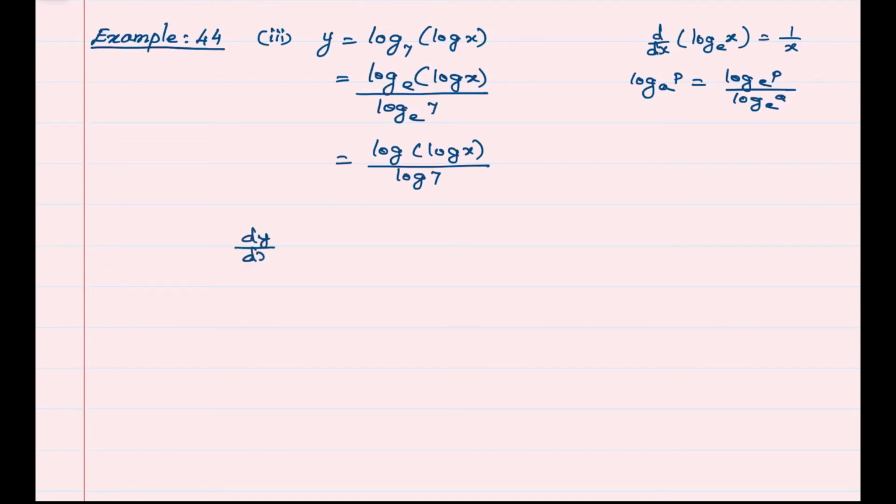dy upon dx is equal to 1 upon log 7, which is a constant. We will keep the constant and differentiate the numerator using chain rule. This log has to be differentiated first, then this log x. Differential of the first log function is 1 upon log x, and differential of the second log function is 1 upon x. The answer is 1 upon x log 7 into log x.